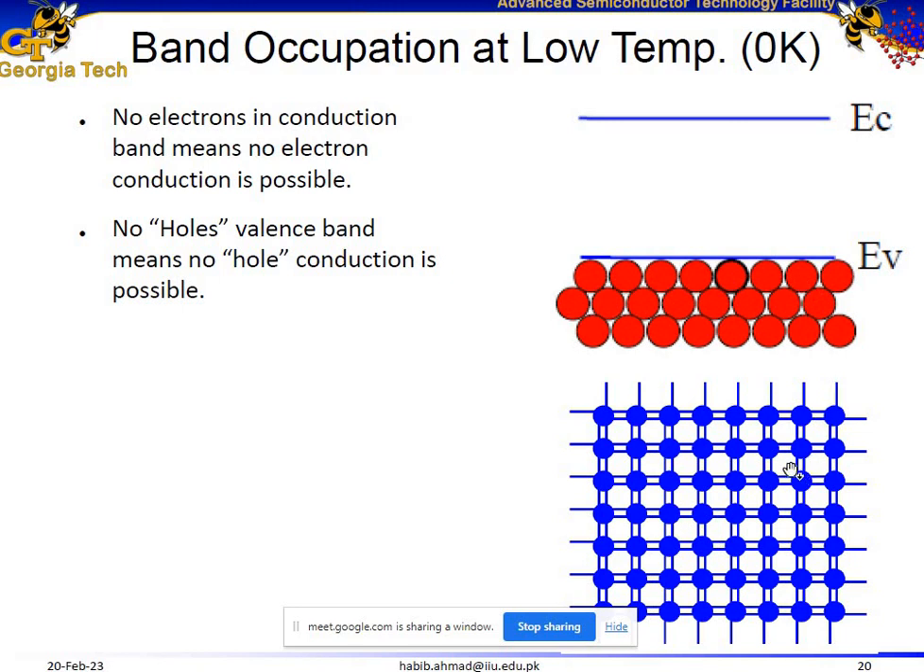So how do you represent them in terms of the band gap? For that case, in band occupation at low temperature, which is 0 Kelvin, all these electrons are attached to the valence shell of the silicon atoms, which means that the valence band is fully occupied by electrons and the conduction band is totally empty of electrons.